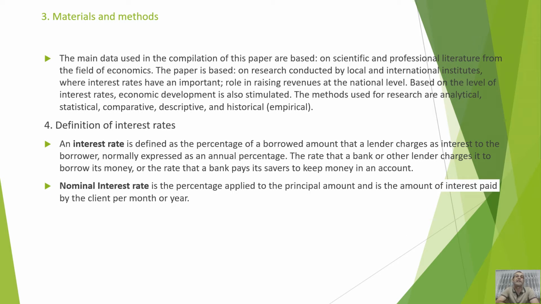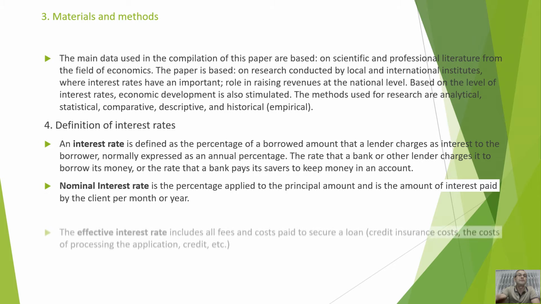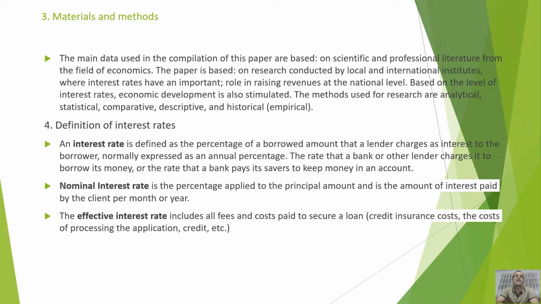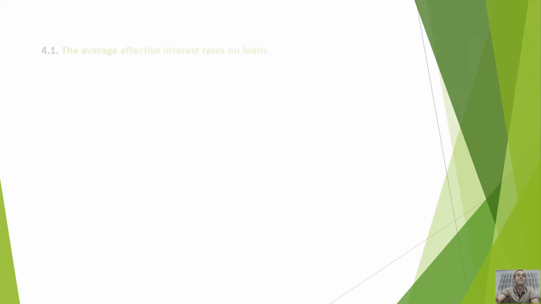Nominal interest rate is the percentage applied to the principal amount and is the amount of interest paid by the client per month or year. The effective interest rate includes all fees and costs paid to secure a loan, credit, insurance costs, the cost of processing the application, credit, etc.